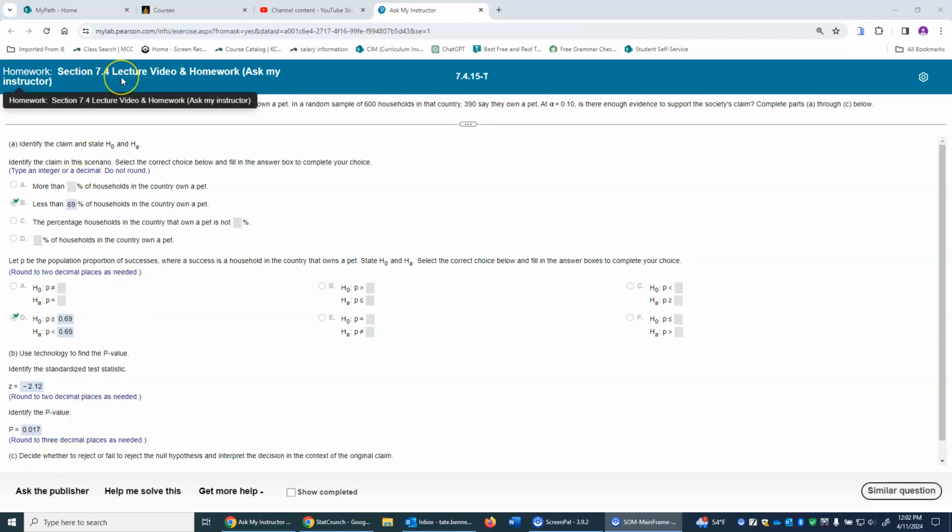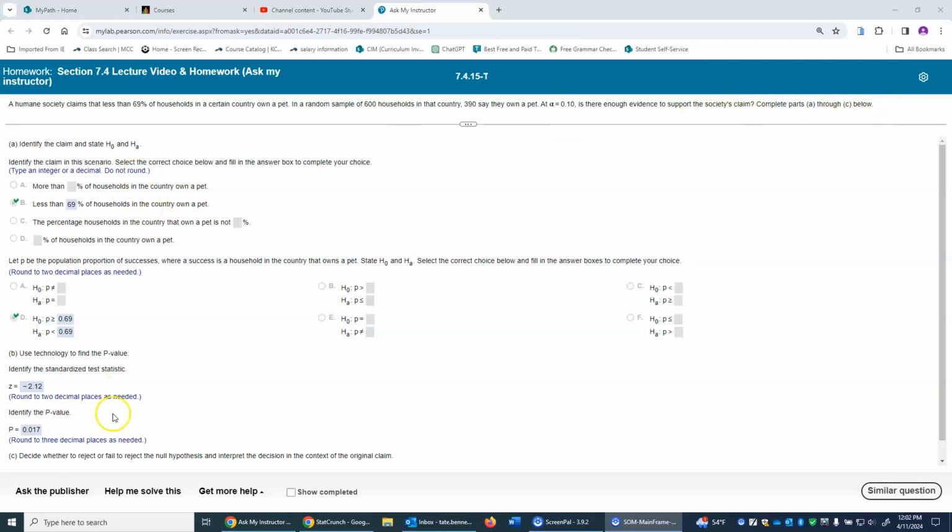It's moving on to 7.4 about proportions. The Humane Society claims that less than 69% of households in a certain country own a pet. In a random sample of 600 households in that country, 390 say they own a pet. At alpha equal 0.1, is there enough evidence to support the society's claim?